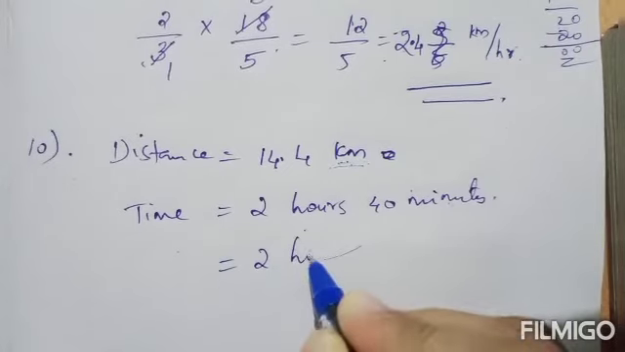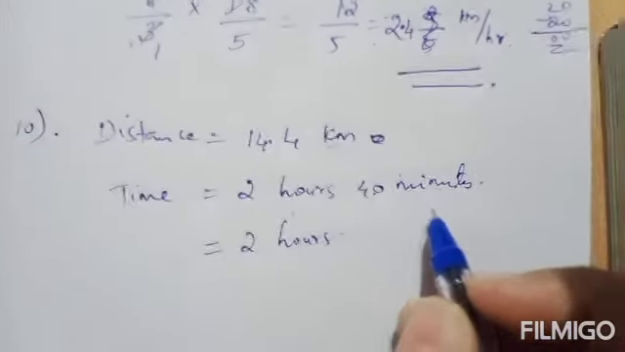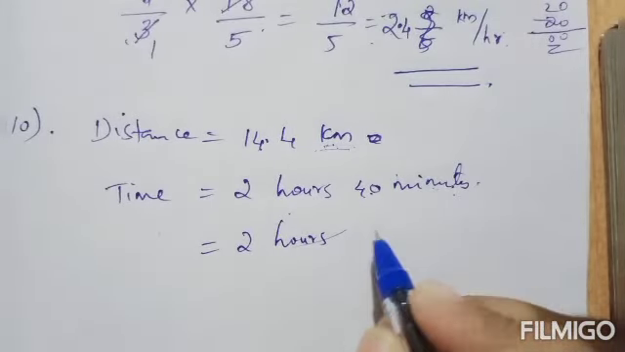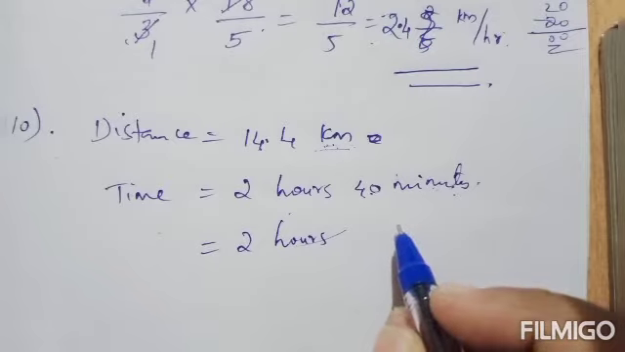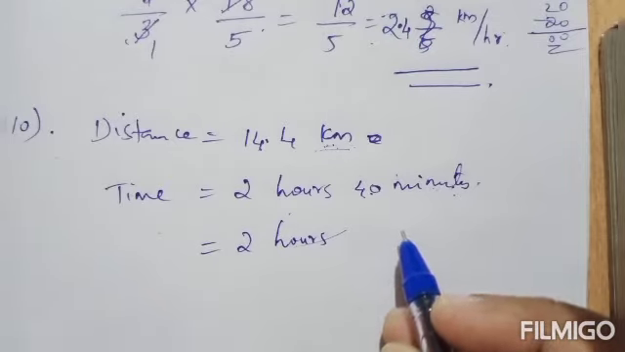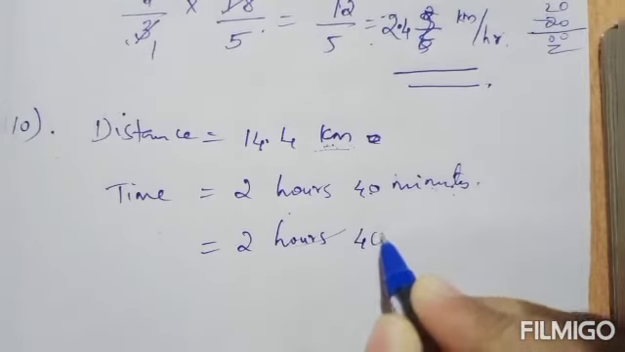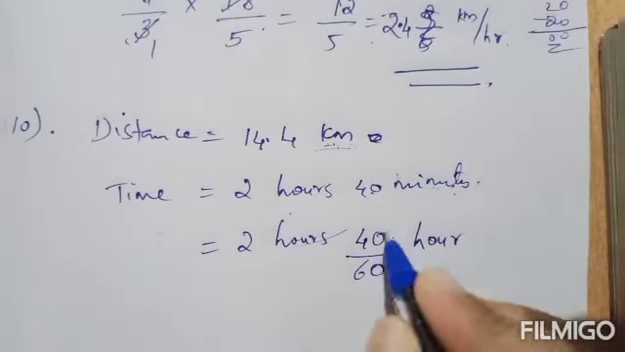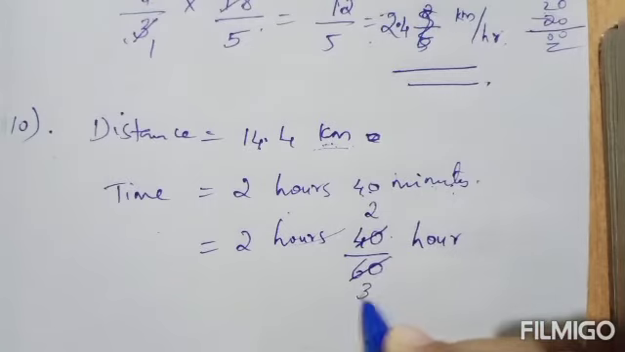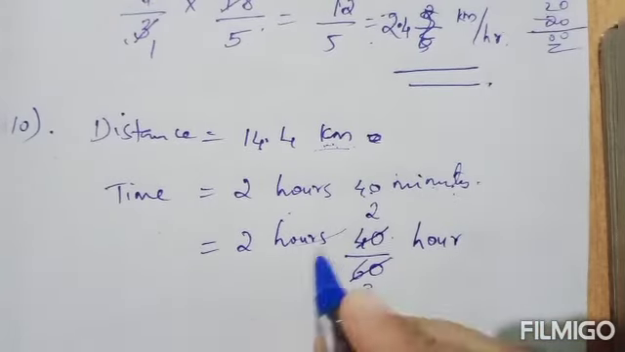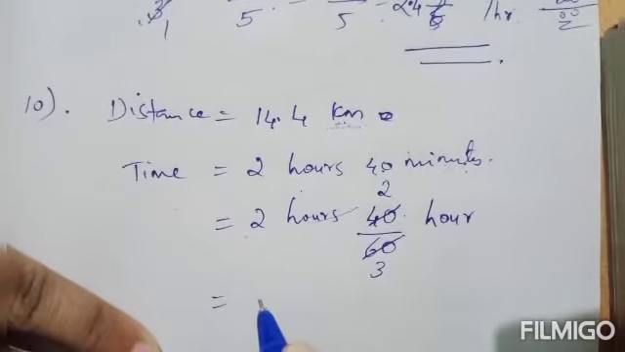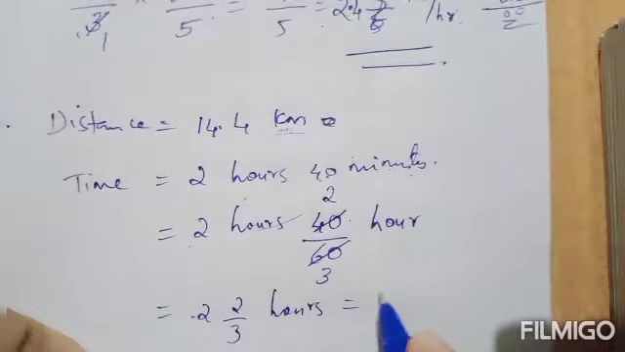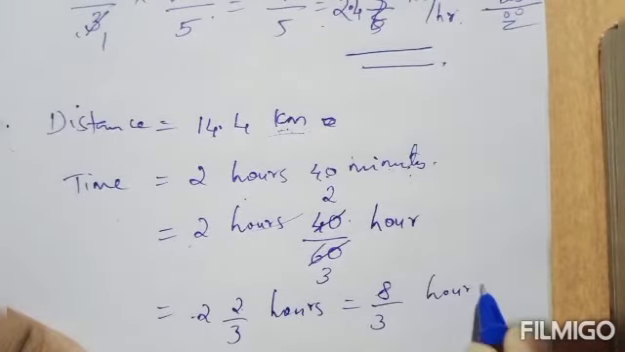2 hours 40 minutes. On converting to hours, what you will get? Minutes to hours, just divide by 60. In order to convert minutes to hours, divide by 60. So 40 by 60 hour. Okay, 40 by 60, it is 2 by 3. Both will go in 20. So you will get 2 hours 2 by 3 hour. That is 2 by 3 hours. That means 3 into 2 6, 6 plus 2 8 by 3 hours.